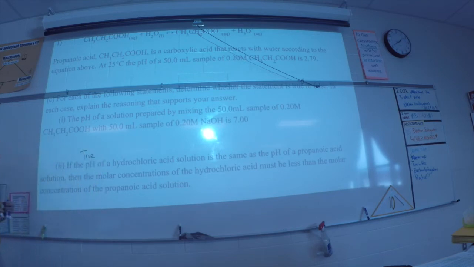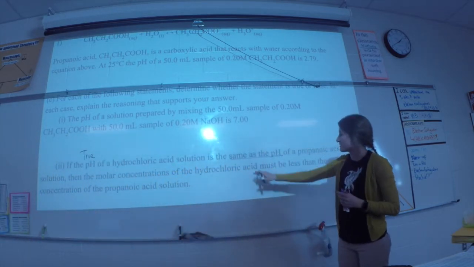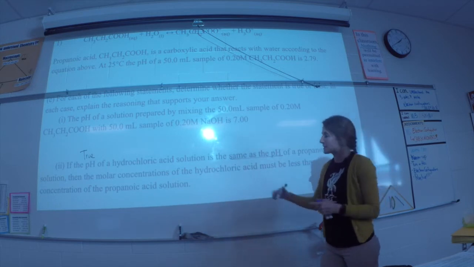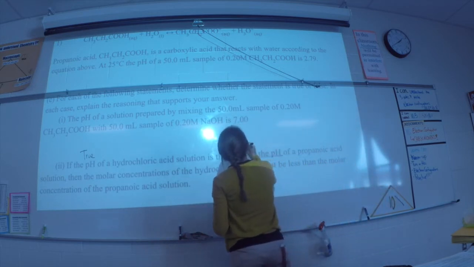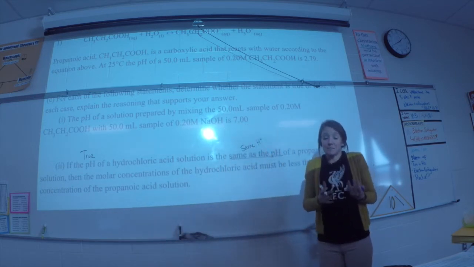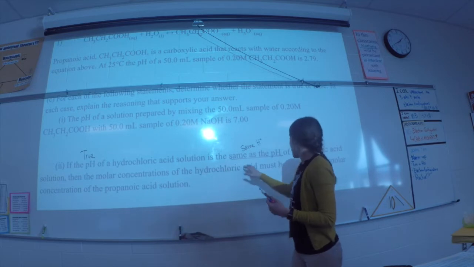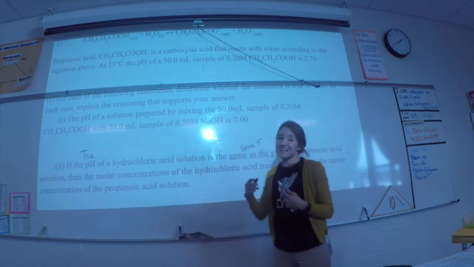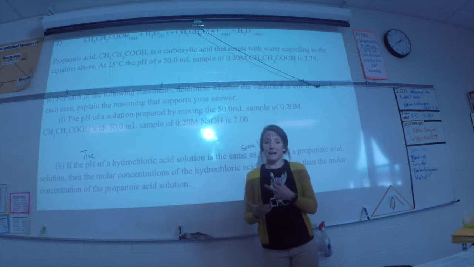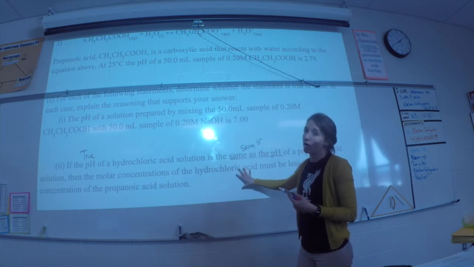It is true that if they are at the same pH, then the concentration of hydrochloric acid must be less. Now, first off, let's break this down. Same pH means same H plus concentration. If something has the same pH, it has the same amount of H plus floating around. So the reason why hydrochloric acid must be less then is because since it is a strong acid, and strong acids ionize completely, and weak acids only ionize somewhat, we must have less of the strong one than we do of the weak one.